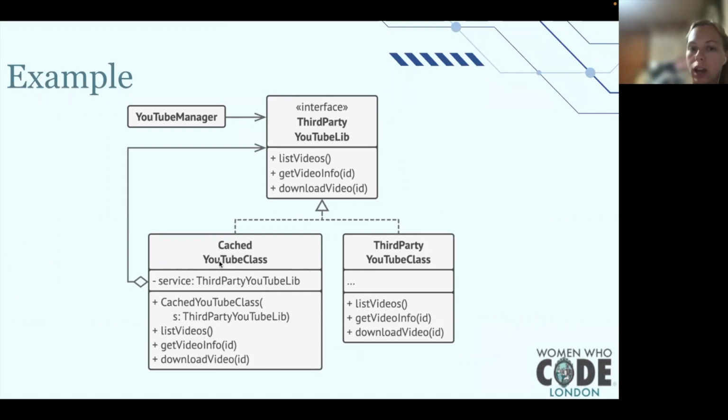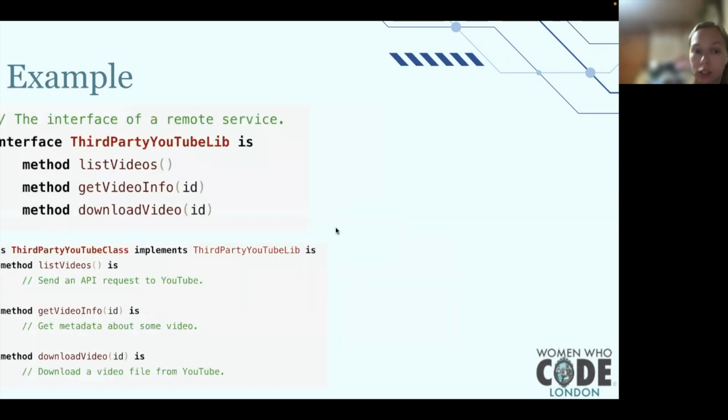So we want to create our cached YouTube class. Our cached YouTube class will store a link to this third-party YouTube library. Well, this is an interface, this is the implementation. And then we can also download a video, but inside this method, we're going to cache something and then call the original library. Let's take a look.